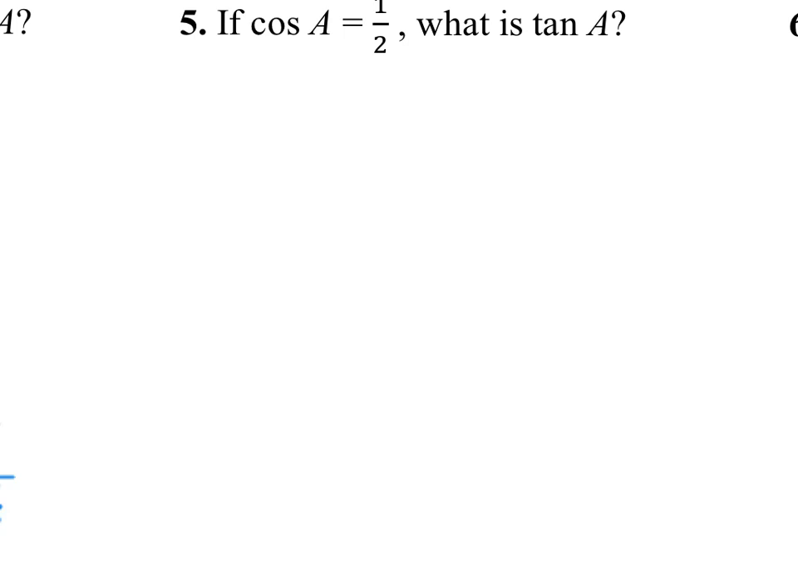Okay, so again, draw a right triangle however you want. I'll draw this one a little differently. Put angle A on either of the acute angles. They give us cosine of A equals 1/2. Cosine is adjacent over hypotenuse. So on the adjacent side, I'm going to put a 1. On the hypotenuse, I'm going to put a 2.